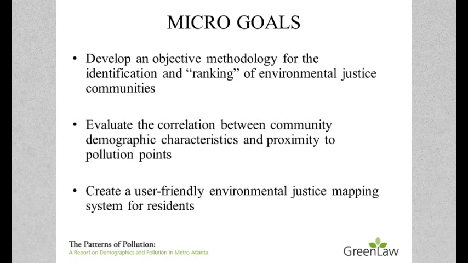Second, we intended to evaluate the correlation between community demographic characteristics and the proximity to pollution points, meaning that we wanted to know whether certain demographics, such as race, language, and income of a community were predictors of the number of pollution points or sources of pollution within that community's area. And then lastly, it was important for us to create a user-friendly environmental justice mapping system for residents. We didn't just want the study to be something that would be used from a legal perspective or from a scientific perspective, but also something that could be easily accessible.